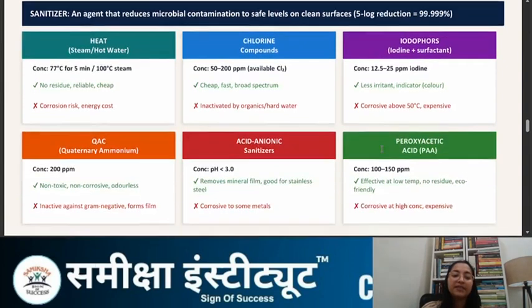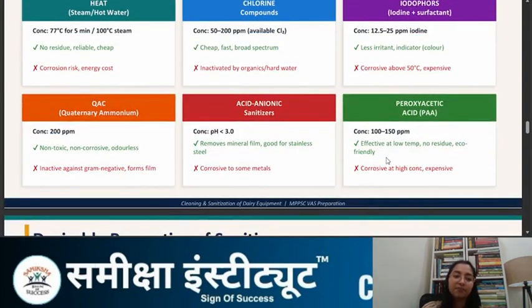Apart from these three, we also have quaternary ammonium compounds, QAC, up to the level of 200 ppm. Issues include that they are inactive against gram negative bacteria and they also form a film. But there are also advantages. Very routinely quaternary ammonium compounds are used at the field level, because they are non-toxic, non-corrosive and odorless. Apart from this, acid anionic sanitizers are also there, with pH less than 3. Why is pH less than 3? Because these are acidic in nature.